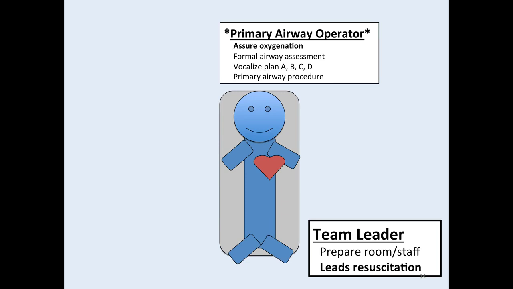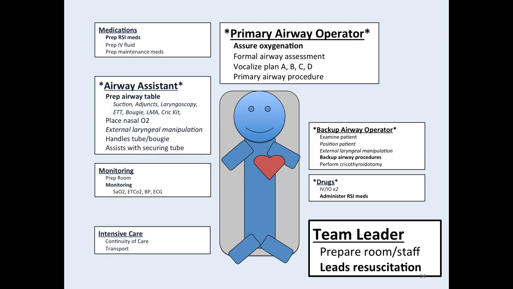The key players are the team leader, who's leading the resuscitation, and the primary airway operator, who's making sure that oxygen is going in with the bag valve mask or the endotracheal tube. They need to have a pretty good conversation. And the rest of the team is super important as well. It's nice to have a backup operator with some plans on when that backup is going to occur, and who's going to perform the cricothyrotomy. It's important to talk to the airway assistant and make sure you're using a similar vocabulary. Oftentimes they'll help place the nasal oxygen, and have a little discussion as to what type of external laryngeal manipulation you'll use.